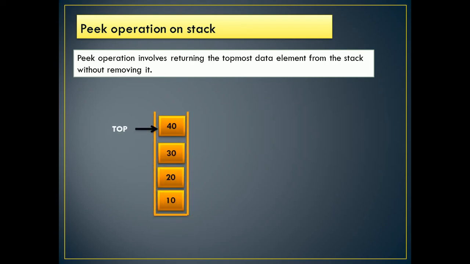This is the implementation. For example, this is my stack. The stack contains 4 elements 10, 20, 30 and 40. Top is at this particular location, it means the third location, which is pointing to the data 40. When we perform the peek operation, the topmost element 40 will be returned from the stack, but this element is not deleted or removed from the stack, and top stays at this particular location after performing the peek operation.